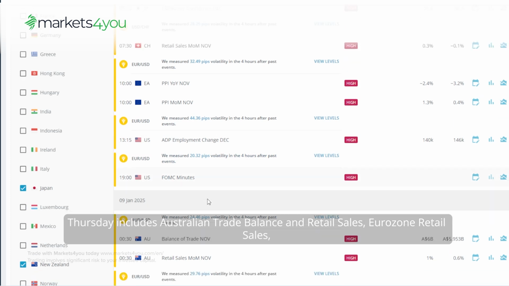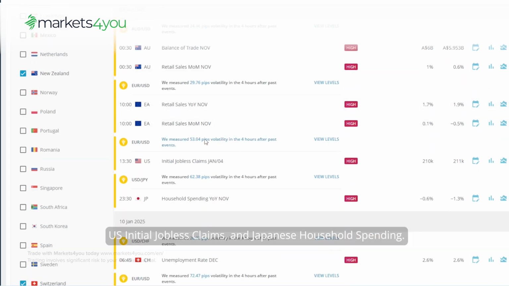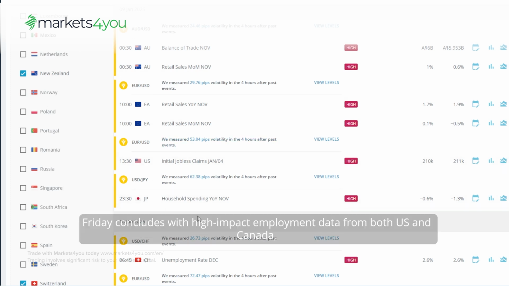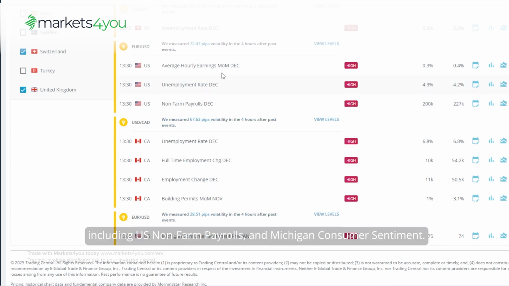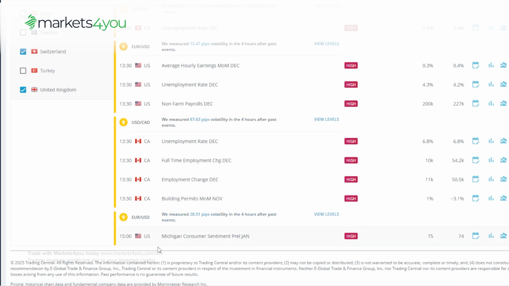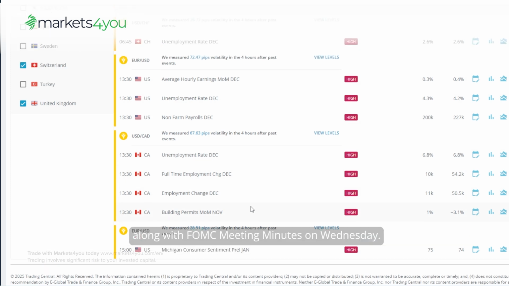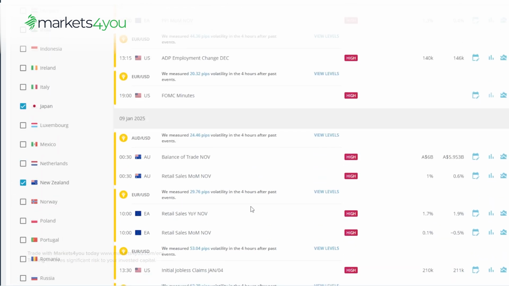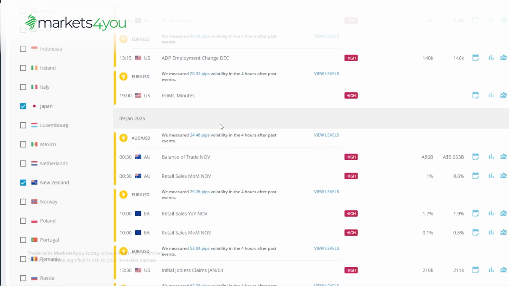Thursday includes Australian trade balance and retail sales, Eurozone retail sales, US initial jobless claims, and Japanese household spending. Friday concludes with high-impact employment data from both US and Canada, including US non-farm payrolls and Michigan consumer sentiment. This week's key market-moving events will be US non-farm payrolls and Canadian employment data on Friday, along with FOMC meeting minutes on Wednesday. These releases should create significant opportunities across major pairs.